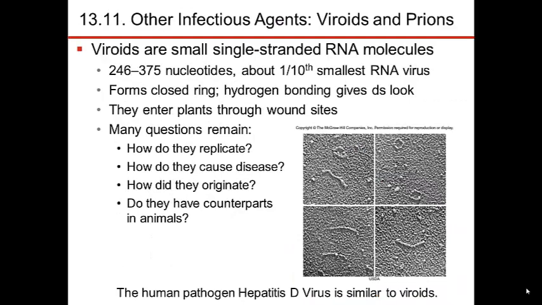Viroids are plant pathogens. They consist of a short stretch, usually a few hundred nucleobases, of highly complementary, circular, single-stranded RNA. They have no capsid associated with them. The human pathogen hepatitis D virus is similar in structure to a viroid.